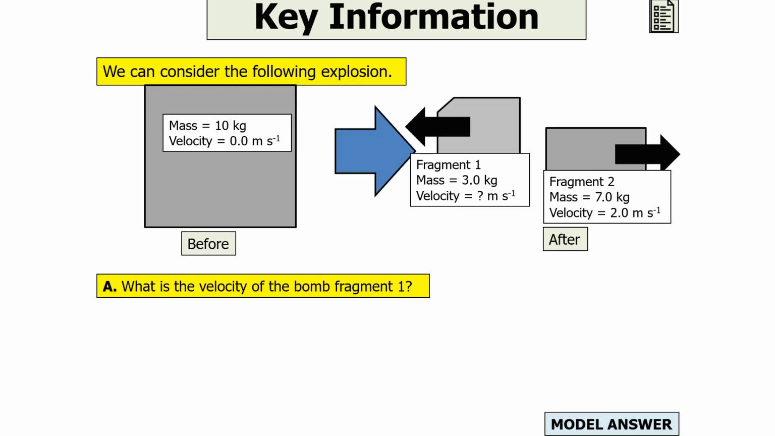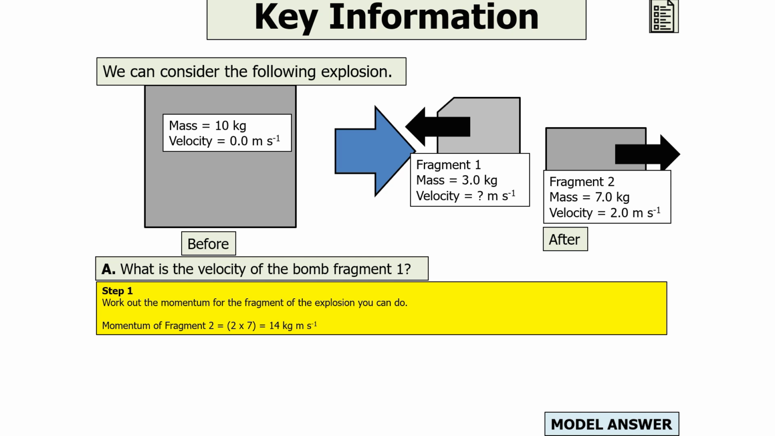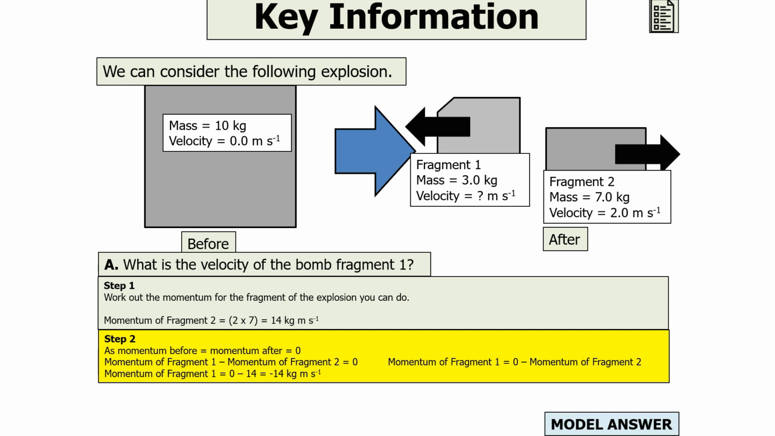So let's have a look at the following example. What's the velocity of bomb fragment 1? So the first step is to work out the momentum for the fragment of the explosion you can do. So the momentum of fragment 2 is 2 times by 7, which is 14 kilogram meters per second. As the momentum before equals the momentum afterwards, if beforehand was 0, afterwards must equal 0. So this tells us if fragment 2 has a momentum of plus 14 kilogram meters per second, well then the momentum of fragment 1 must be minus 14 kilogram meters per second.